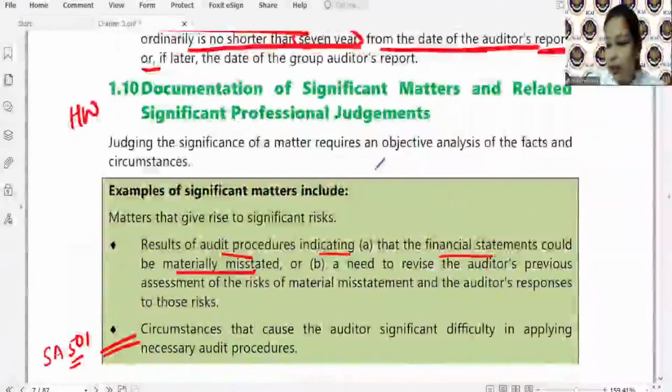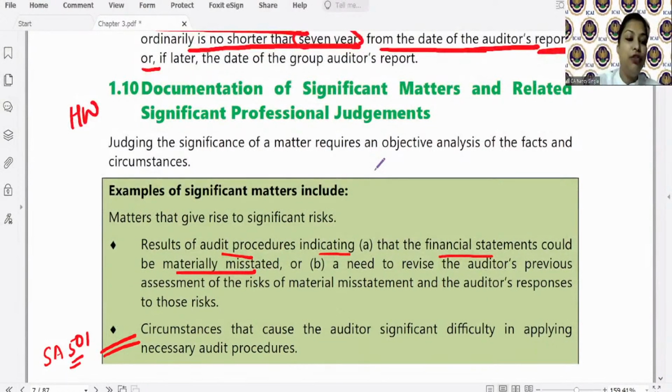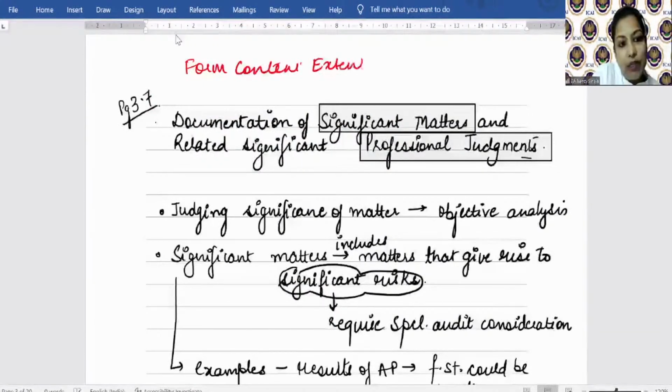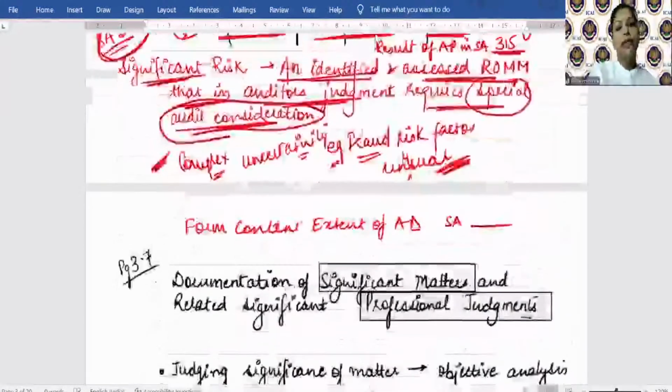This was your homework and this was a doubt of number of students. देखो, if you remember, when we discussed about the form, content and extent of audit documentation, when we were doing, tell me SA what? Quickly tell me SA dash. Tell me.